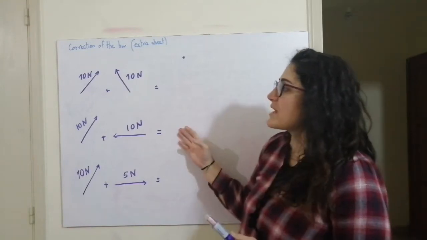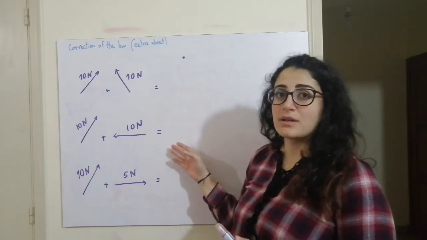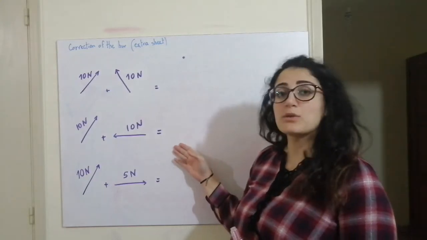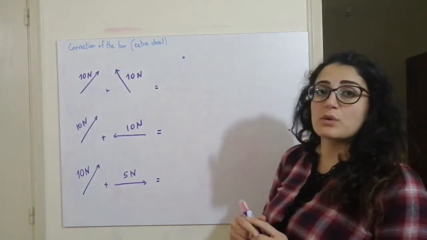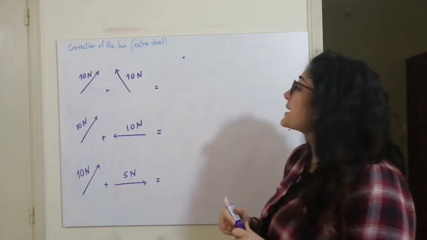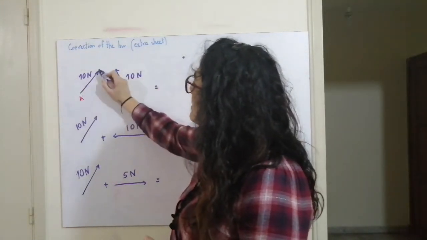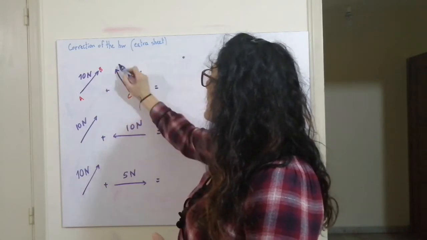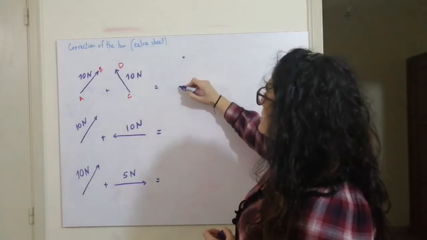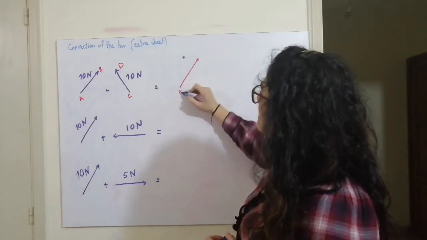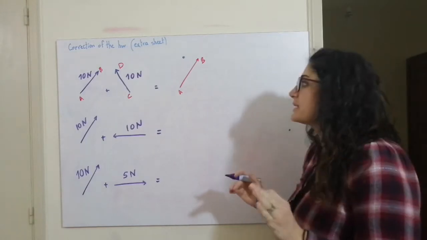So here we have to add forces. In this case, they are not collinear forces. They don't have the same line of action. So we have to go through the parallelogram way. I'm going to name these vectors AB and CD. To find the net force, first of all, I will bring AB here. We are solving this exercise graphically.